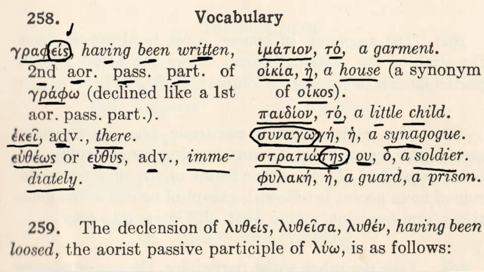And finally, we have phulake, which means a prison or a guard. A prison or a guard. I don't know why they have the same word for both of those. They are not exactly the same meaning. They're related topics, I suppose, but phulake is referring to one of the two of those, and in the New Testament, normally it's pretty easy to distinguish by the context which meaning is in mind.